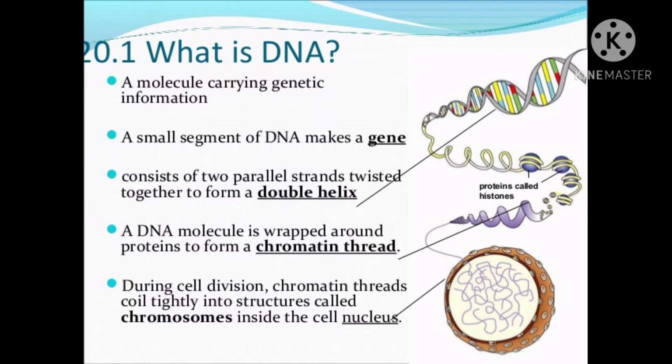A small segment of DNA makes a gene. It consists of two parallel strands twisted together to form a double helix. A DNA molecule is wrapped around proteins to form a chromatin thread. During cell division, the chromatin thread coils tightly into a structure called chromosomes inside the nucleus. So, now we will talk in detail about how DNA is organized inside your cells.